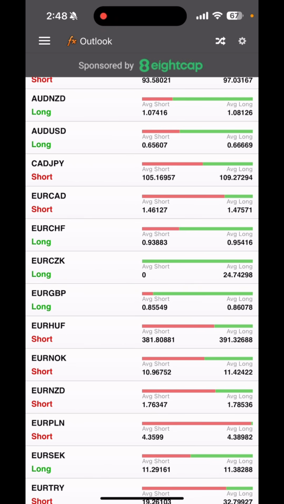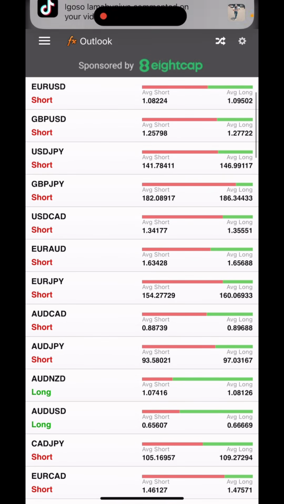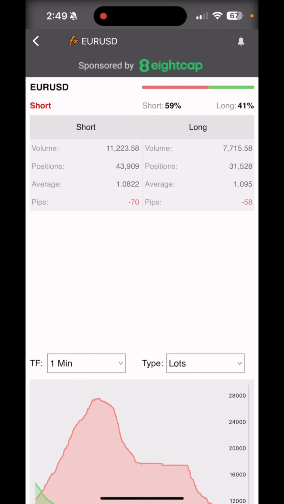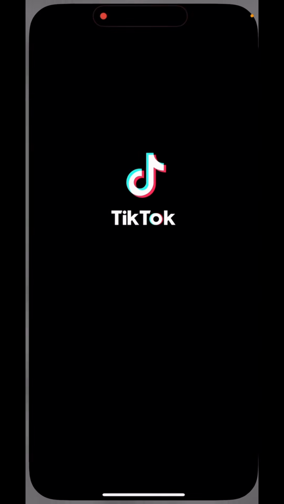So you don't even need to bother about the barometer, whether the red is bigger than the green. Just check underneath the currency pair. It will show you short or long. So this one is showing short, short, short, meaning it's telling you to sell. Do you understand? So that is just it. When you click it, you can actually see more information about it.